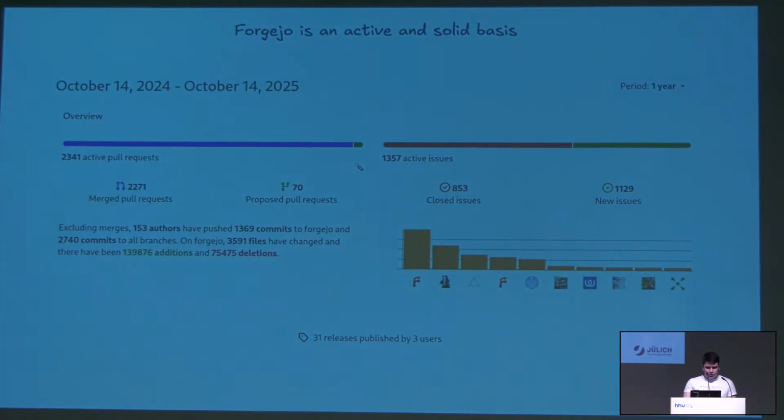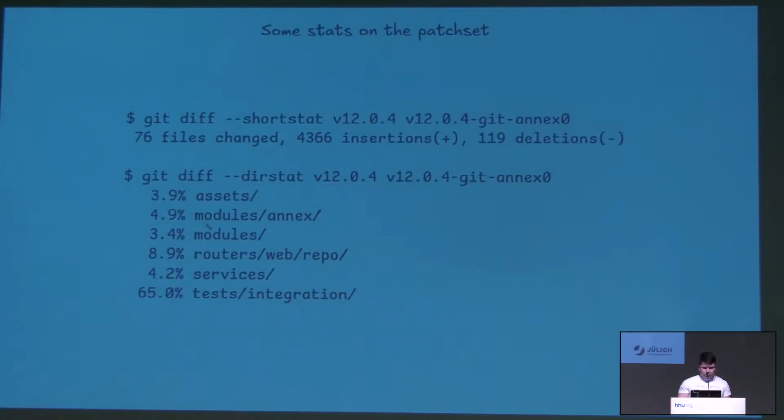Yeah, so Forgejo is really an active and solid basis. That's the only thing I want to say with this slide. Over the last year, there have been 153 authors. There's a list here. Over 2,000 merged pull requests, so it's really actively being developed, and I think it's a good basis to build a data collaboration hub on.